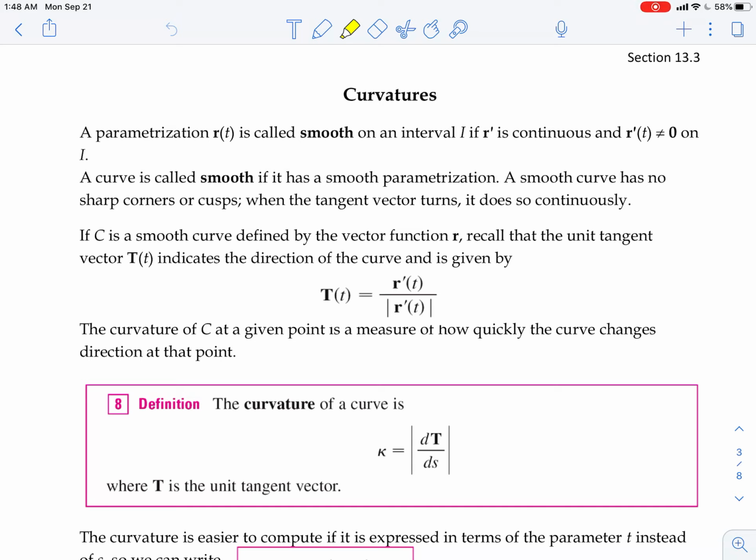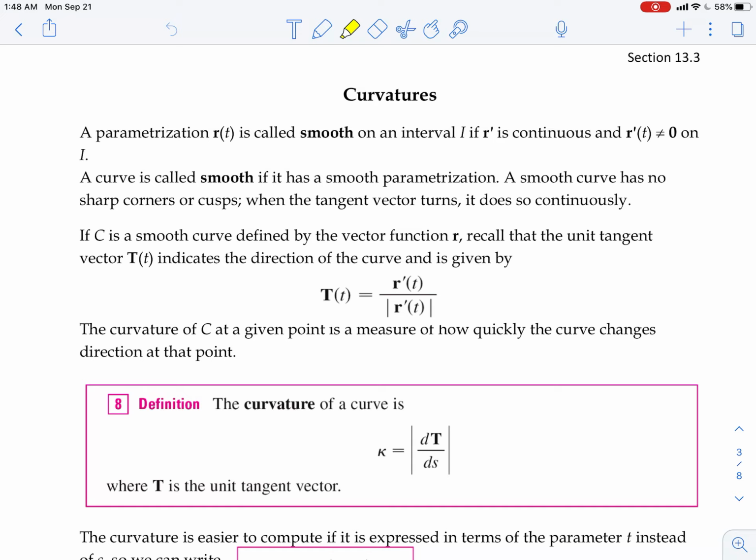Alright, welcome to page 3, and what we're going to do on page 3 is just talk about the curvature of basically our curve. A parametrization r of t, so of our vector, is called smooth on an interval I if r prime is continuous and r prime of t does not equal 0 on I. So it's basically where our function can be differentiable. So it's not at any cusps or there isn't any jumps in our curve.